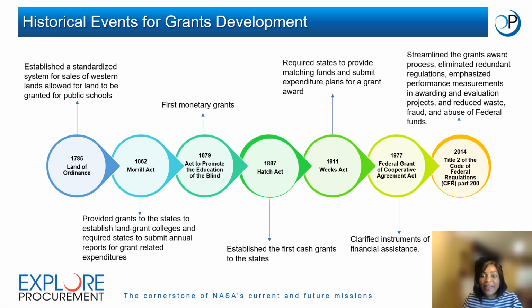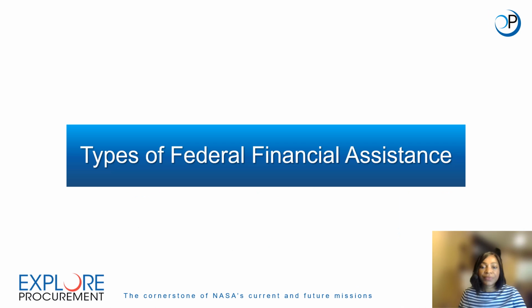And last on our list is Title 2 of the Code of Federal Regulations, also known as 2 CFR Part 200. This was established in 2014 and was aimed to streamline the grants award process, eliminate redundant regulations, and also emphasize performance measurements in awarding and evaluating projects.